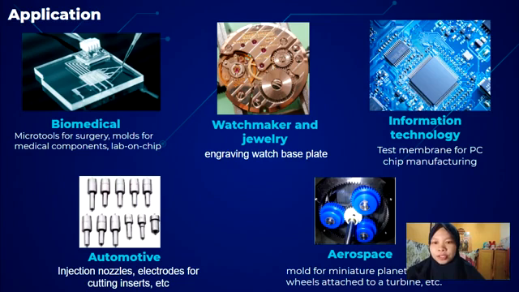Then the next slide is applications. For example, biomedical: micro tools for surgery, molds for medical components, and lab on chip. The second application is watchmaking and jewelry. This is a picture of an engraved watch piece plate. And then third is information technology, for example test membranes for PCs and chip manufacturing. Then for automotive, there are injection nozzles, electrodes for cutting inserts, etc. And then aerospace, for example molds for miniature planetary gears and wheels attached to a turbine.